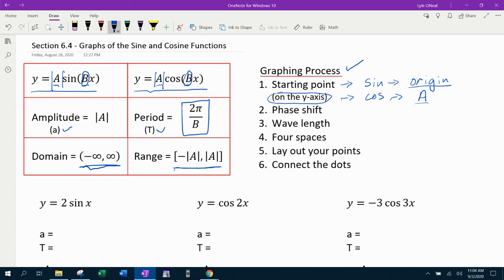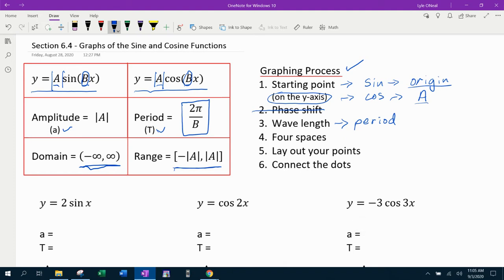And then once you locate the starting point, the next step is to deal with the phase shift. Now, I said in this section we're not going to have a phase shift, so we can ignore that part of the process in this section. Later, that'll become important. Third step is to figure out the wavelength, and that is the period. So whatever we calculate the period to be, that's going to be our wavelength. That's going to be the distance that it takes to complete one cycle, okay?